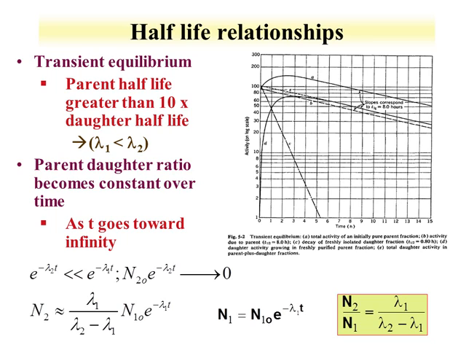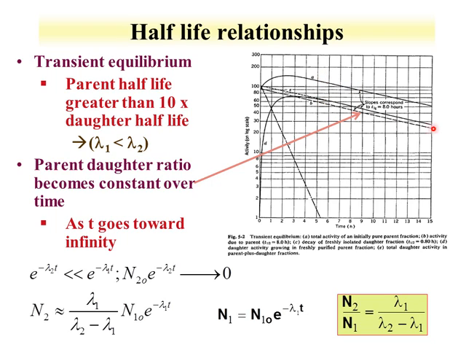Now let's go to a case where the parent half-life is greater than the daughter half-life. And this is if it's around 10 times the difference, it's something called transient equilibrium. In this case, the parent-to-daughter ratio becomes constant over time. As shown in this figure, here are two isotopes, a parent and a daughter undergoing transient equilibrium, transient because it's changing.